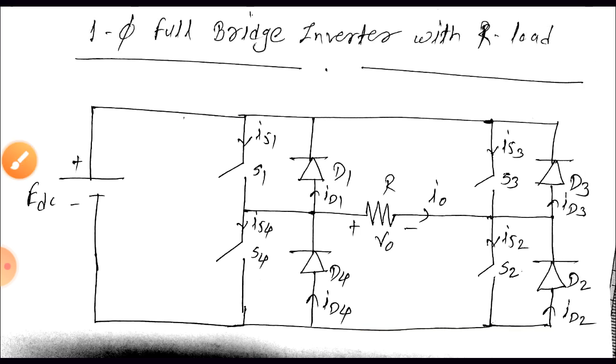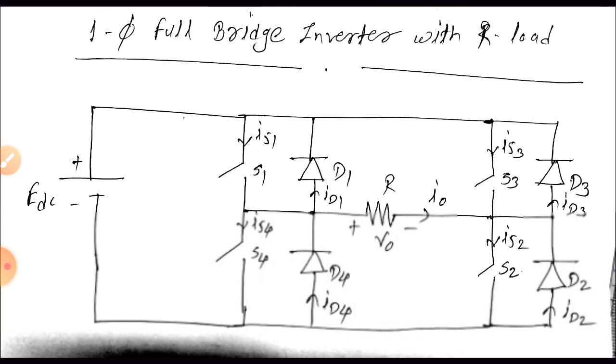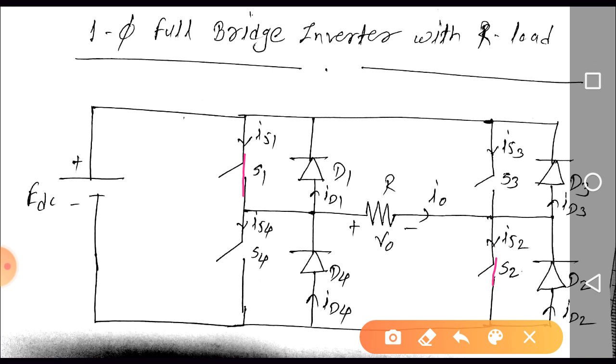At time t is equal to 0, switches S1 and S2 are turned on. So current will flow from EDC through S1, the load, S2 and back to the EDC, in this loop. So what is the voltage V0? Applying KVL: plus EDC minus voltage across switch, which is 0, minus V0 minus voltage across switch, which is 0, is equal to 0. So plus EDC minus V0 is equal to 0, and V0 is equal to EDC.